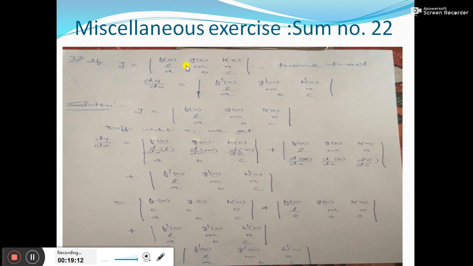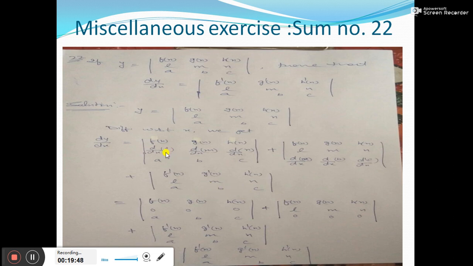Now differentiating with respect to x, we write the first and third rows as they are and the derivative of the second, plus the first and second rows as they are and the derivative of the third. In the first, we differentiate the first row: the derivative of f(x) is f'(x), the derivative of g(x) is g'(x), and of h(x) is h'(x), with L, M, N, A, B, C, the second and third rows, as they are.